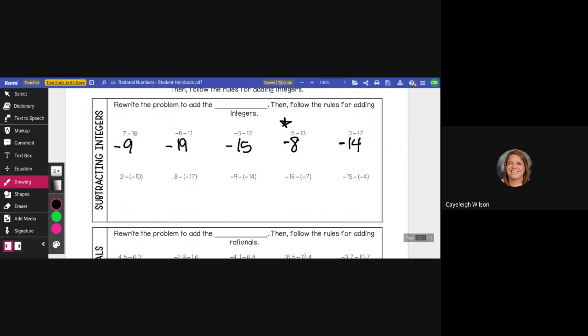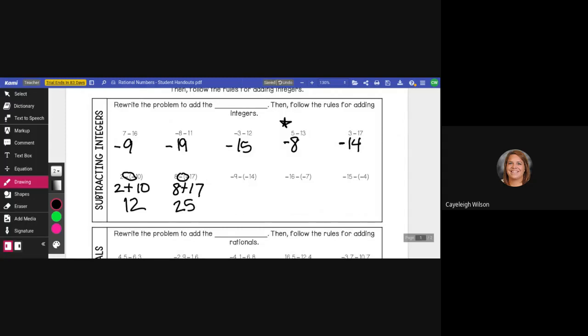Okay, so on this one, 2 minus negative 10. Minus a negative, that's going to become plus a positive. So that's going to become 2 plus 10, which is 12. All right, this one, 8 minus negative 17. Minus a negative is plus a positive. So that becomes 8 plus 17, which is 25.